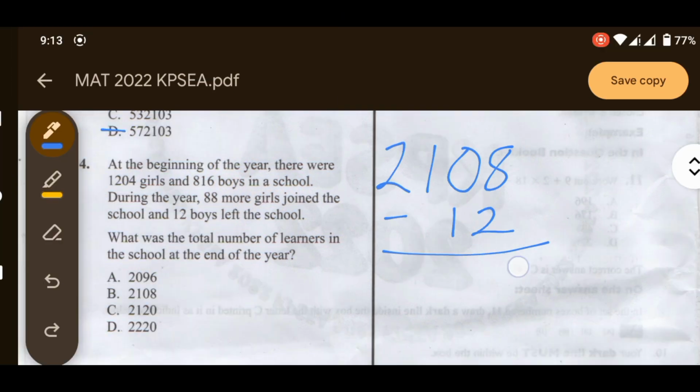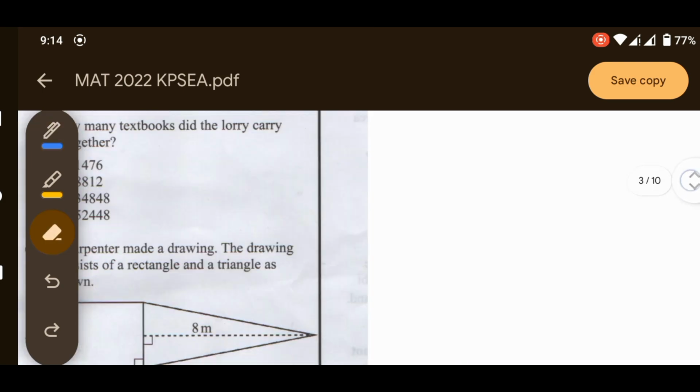8 minus 2 is 6. 0 minus 1 is not possible, so borrow 1 from here. This one remains 0. That one becomes 10, so 10 minus 1 is 9. 0 minus nothing is 0. 2 minus nothing is 2. So the answer will be 2,096. The answer is A. Okay. Let's move on to number 5.